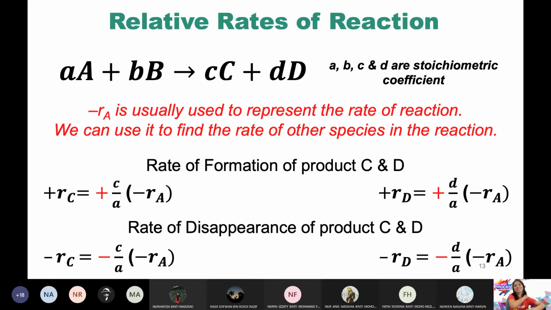Alright, so last one. Kalau produk C dan D, okay, so rate of disappearance, negative RC, negative RD. But in the reaction, C and D are products, right? They are formed. So the number will be a negative number. Don't forget, multiply again with stoichiometric coefficient. Multiply with minus RA. Okay, right.